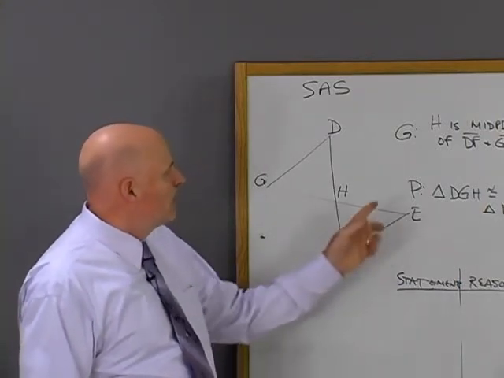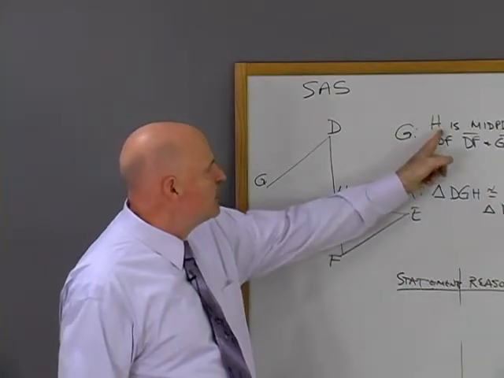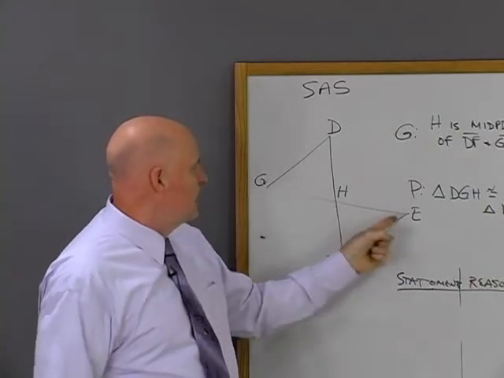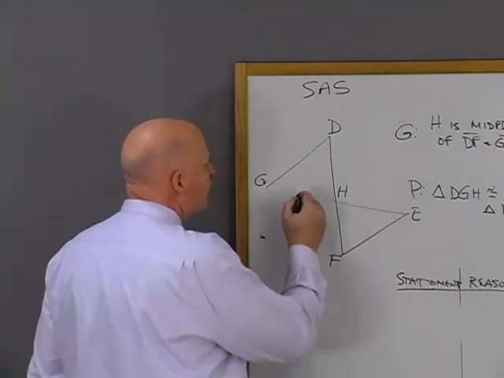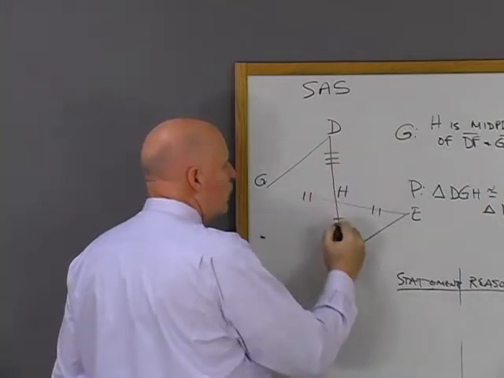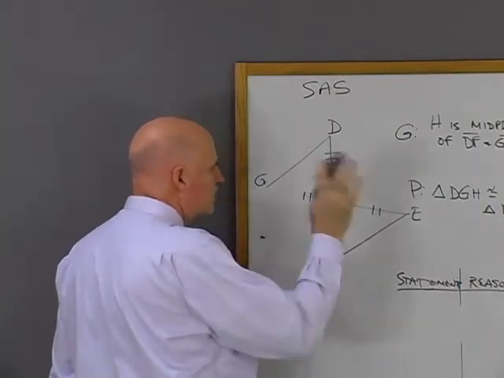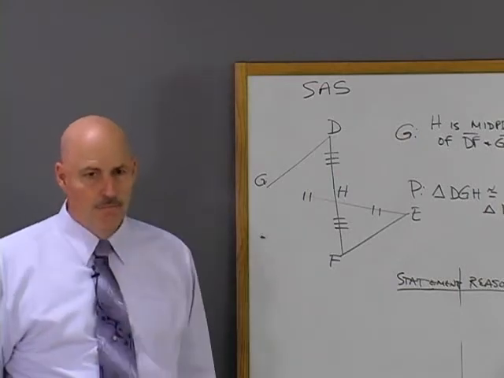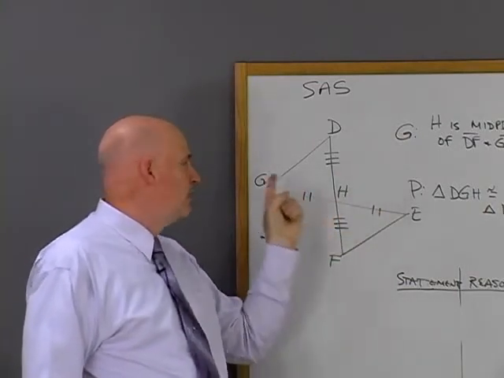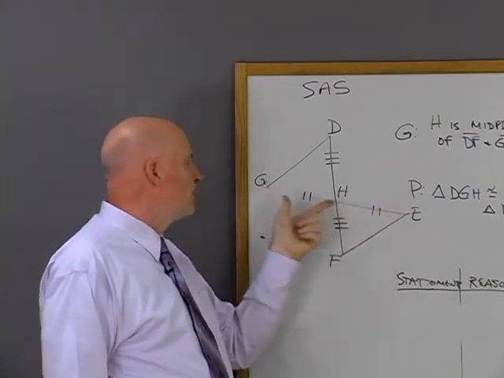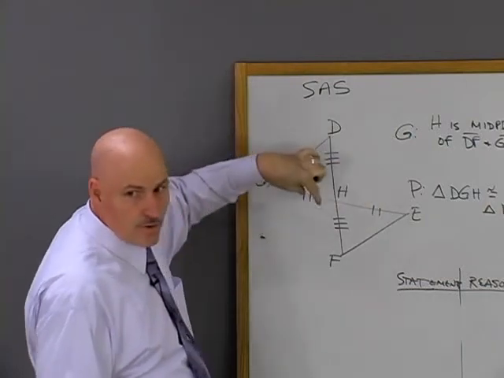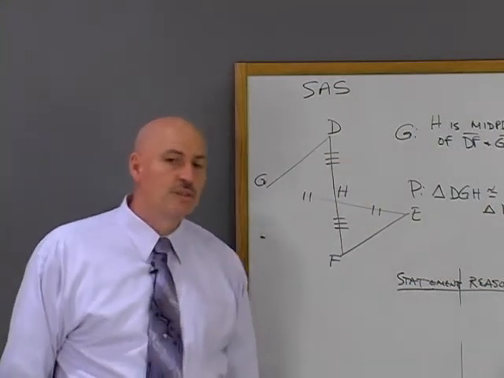Well, the given is that H is a midpoint of DF and GE. So the first thing I'm going to do is put in some little slash marks. You can do whatever you want. You can put stars there, rocket ships. Doesn't make any difference to me. Okay? So these two sides are going to be the same because a midpoint divides a line segment into two congruent parts. And so these two are going to be congruent, and these two are congruent. Correct? Okay, you got two sides.